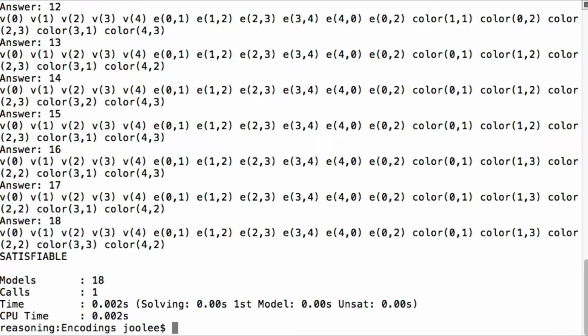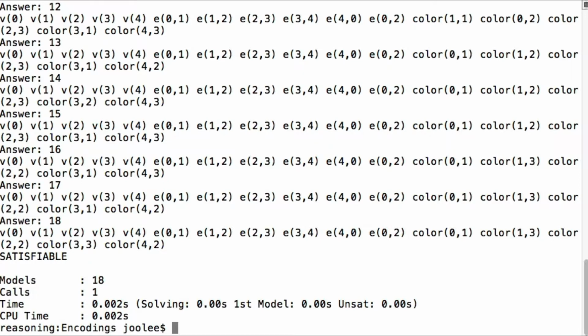So we are done with the coloring. Let's go to the clique. Anyone knows the definition of clique? No? It's a complete subgraph, yeah. So a clique is a set of vertices where all the vertices are connected to each other. Okay?